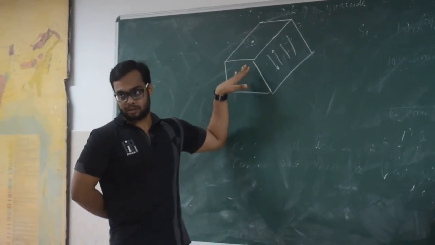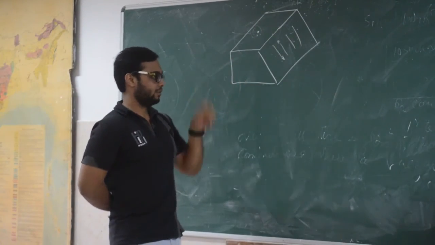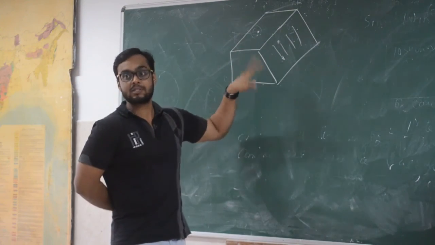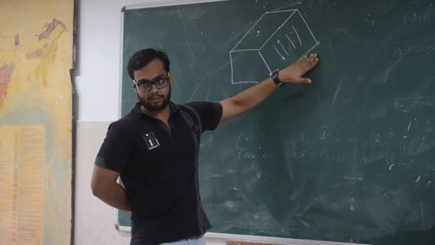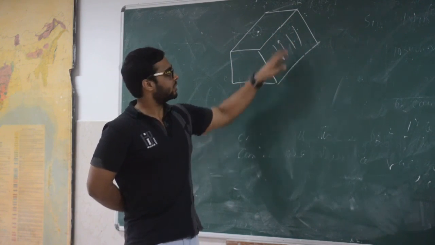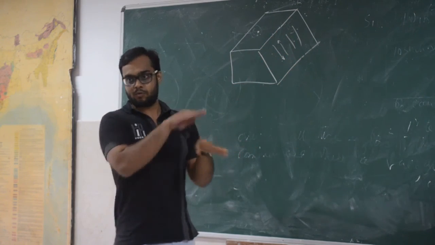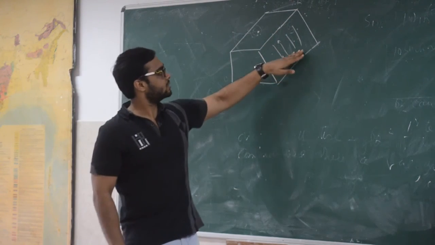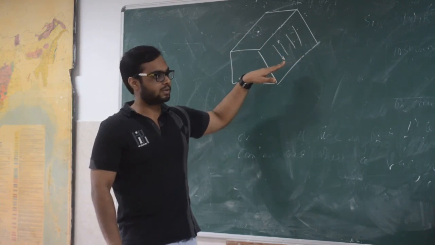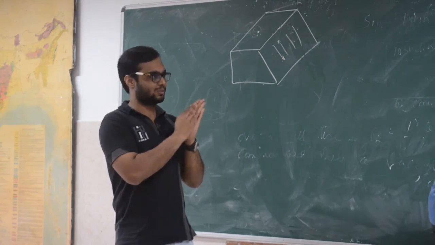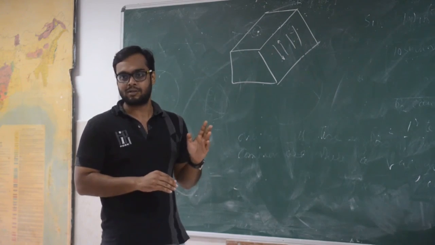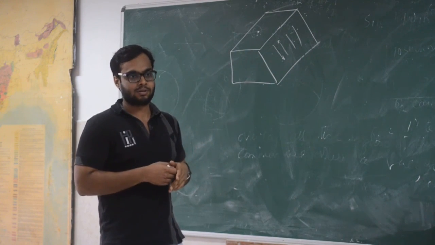If this fault is normal, first, if this fault is an older one or a younger one, then we can simply put our hand and feel. If the roughening is towards the downward side, then it will be the normal side. And vice versa for the reverse side.